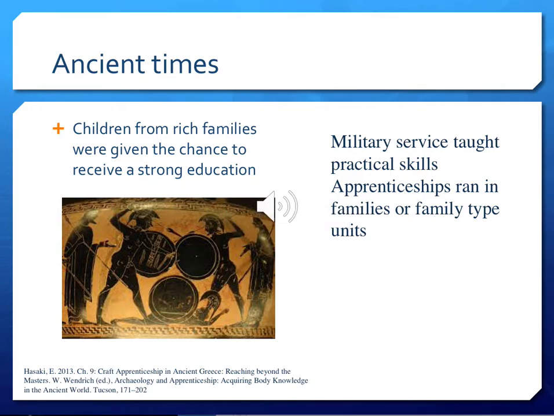For a long period of time, we didn't see much change in the way education worked for children. Children from rich families were given the chance to get a strong education. Those from poorer ones had less chance there. Military service was a very good way of ensuring that you had some sort of practical approach to serving your country and taught practical skills. And then there were apprenticeships, which ran in families or family-type units in the ancient times.